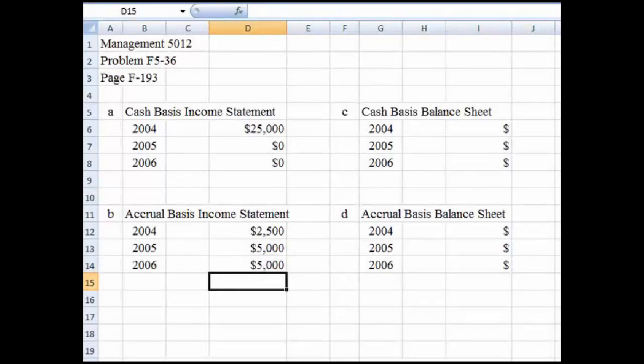Requirement C asks us to do a cash basis analysis on the balance sheet for this particular purchase. In 2004, the company paid $25,000 for the machine and expensed the entire $25,000. Because the money has been totally expensed already, there is nothing left to show on the balance sheet. Therefore, the net value for the balance sheet for all 3 years is 0.